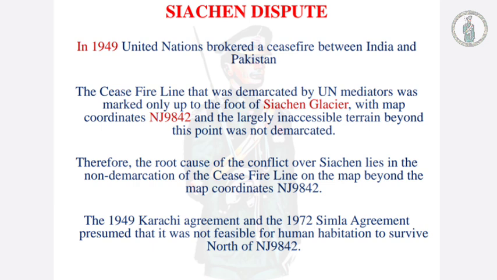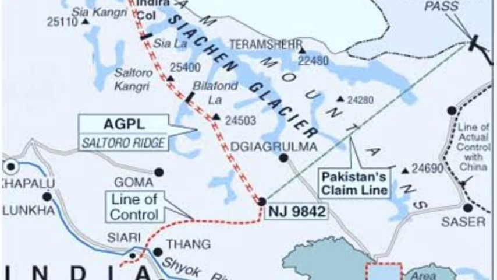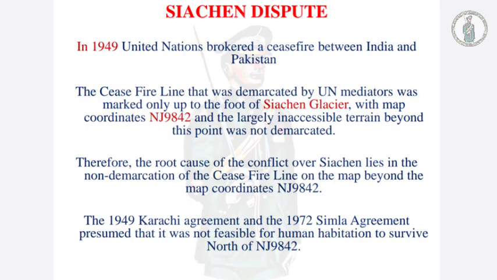And the second dispute is of Siachen Glacier, and we all are aware that in 1949, the UN mediated between India and Pakistan, and the ceasefire line that was demarcated by the UN was marked only up to the foot of Siachen Glacier, that is the map coordinates NJ9842. Now you can see clearly from the map the area beyond point NJ9842 was not marked because the area is largely inaccessible because of the extreme climate. Therefore the root cause of the Siachen dispute is the non-demarcation of the ceasefire line beyond the point NJ9842.